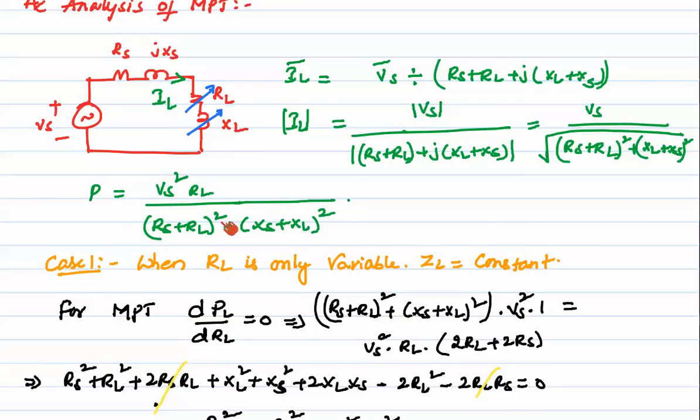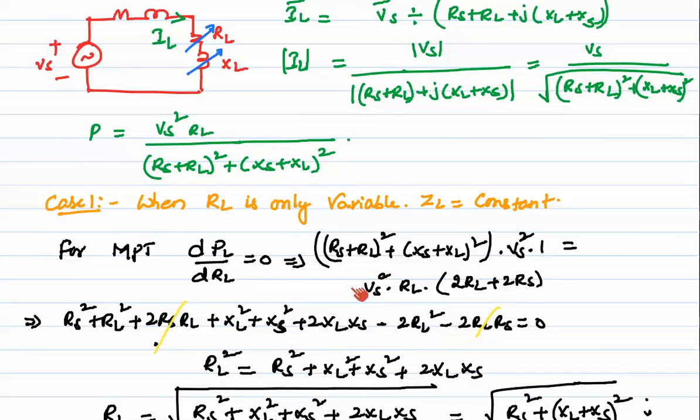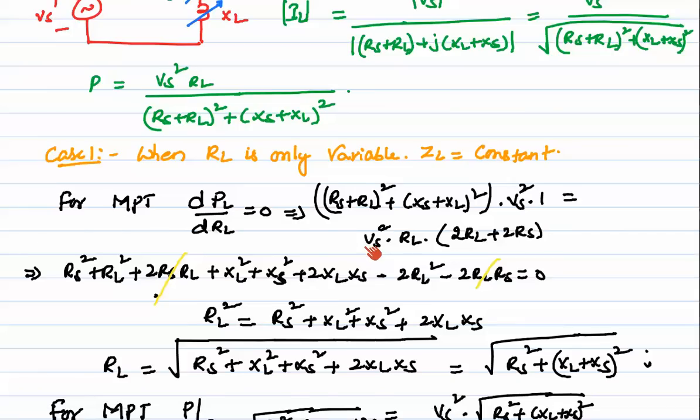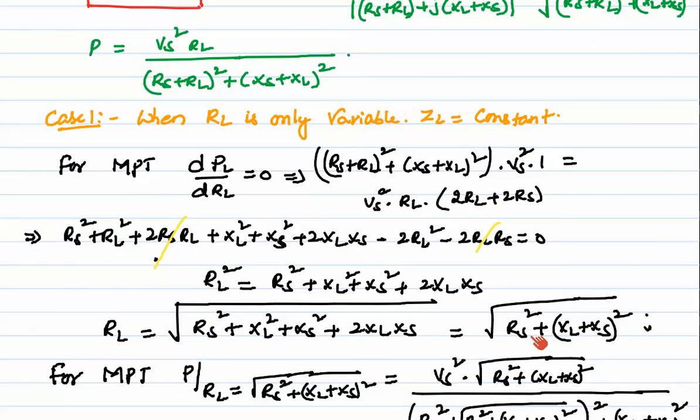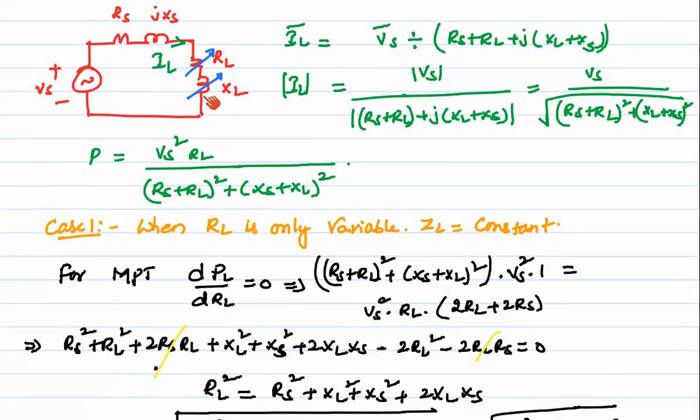The first case is when RL is the only variable. Whenever there is a variable, we differentiate the power with respect to that variable and find the condition at which the maximum occurs. So dou PL by dou RL is equal to 0. By differentiating, we get RL equal to the square root of Rs square plus (XL plus Xs) square. What is the conclusion here? In the load, the only variable is RL and XL remains constant.